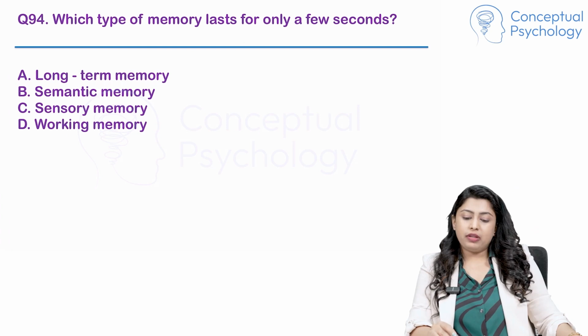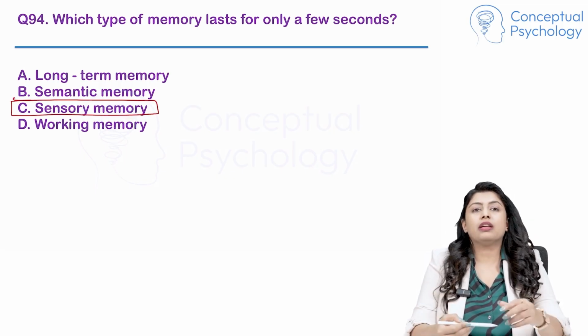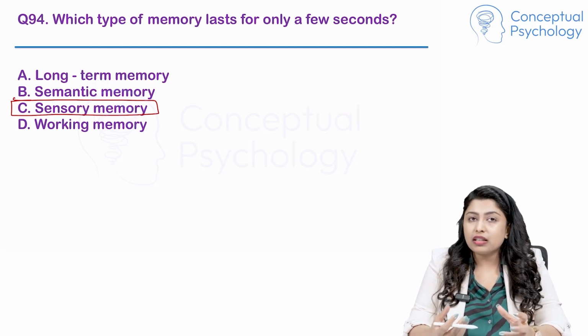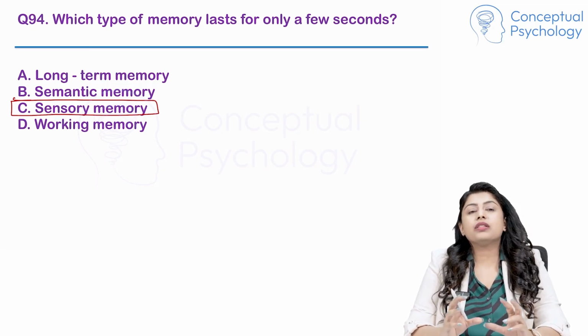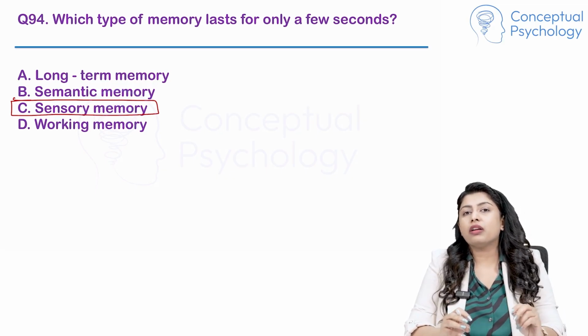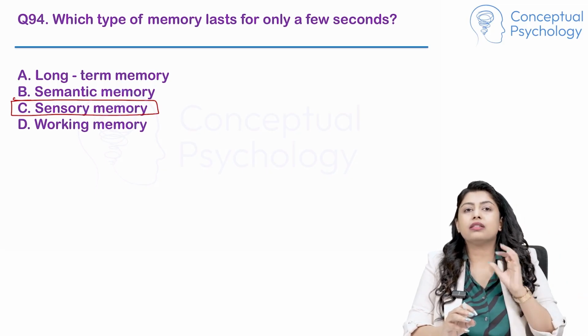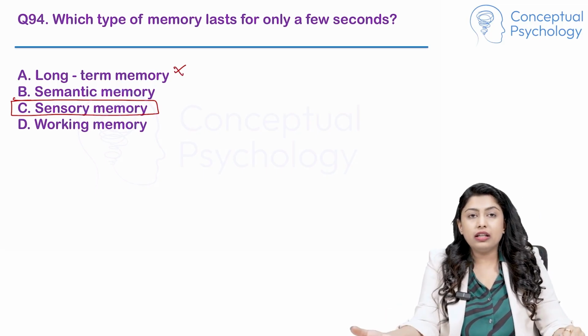Which type of memory lasts for only a few seconds? Long term, semantic, sensory, or working? So it is sensory memory. Sensory memory is the briefest form of memory. It lasts only milliseconds to a few seconds. It holds the sensory information just long enough for it to be processed and either transferred to short-term memory or discarded. Long-term memory could last indefinitely.